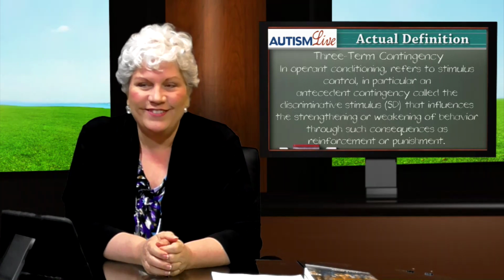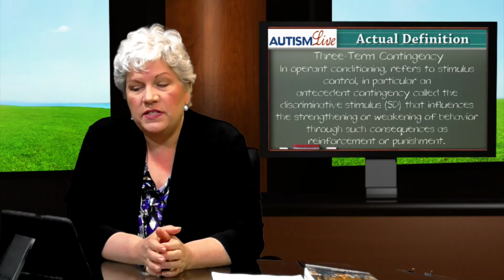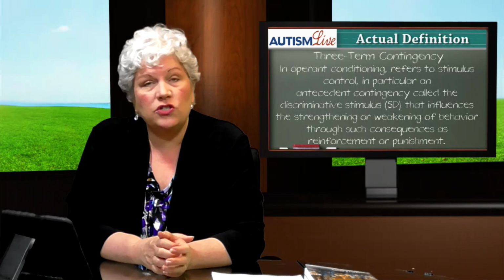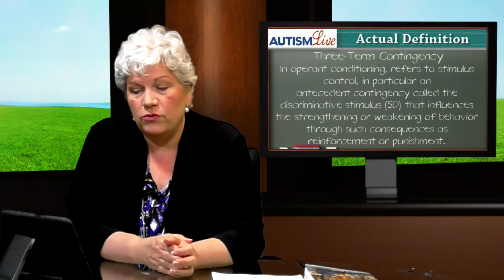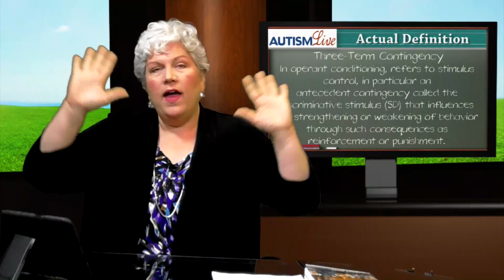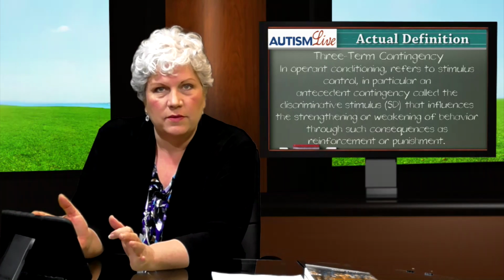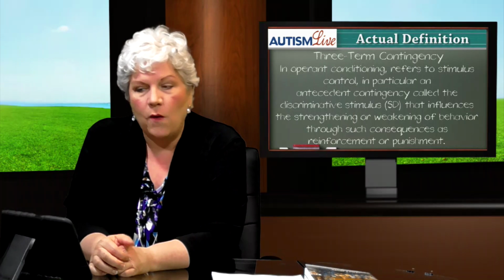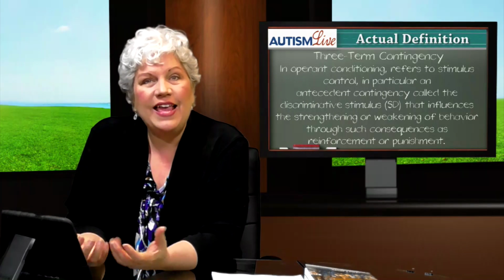Okay, today's jargon, three-term contingency. Let's take a look at what our actual definition is. It's one of the reasons why we do this. Three-term contingency in operant conditioning refers to stimulus control, in particular an antecedent contingency called the discriminative stimulus, SD, that influences the strengthening or weakening of a behavior through such consequences as reinforcement or punishment. If you understand that, bless you, because to me it's the Peanuts womp womp womp. What does this have to do with me and my life? This is so overcomplicated for me. It gives me a headache even now.